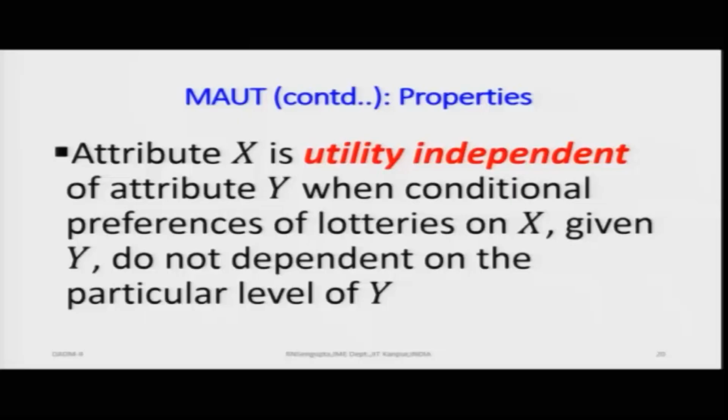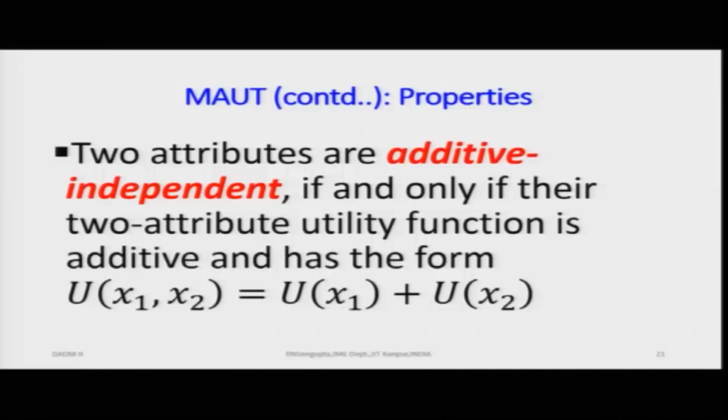So capital X and capital Y are the universal sets and the elements are given by the small values, and they are obviously vectors. So when the conditional preferences of the lotteries on x given y do not depend on the particular level of y, they would be independent in the sense that you can express them as multiplicative factors. So, two attributes are additive independent when you can basically mention.